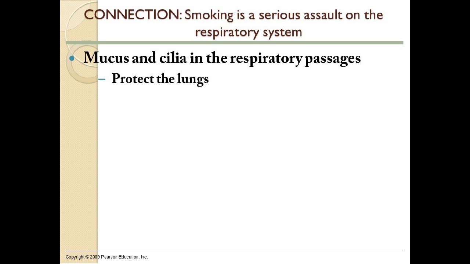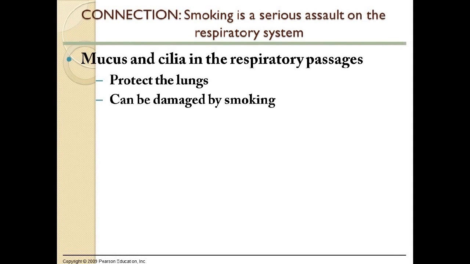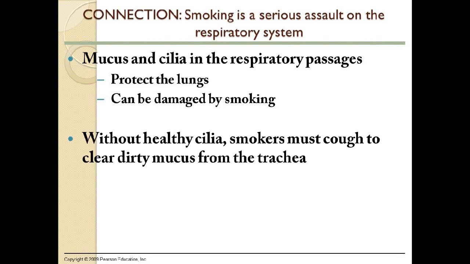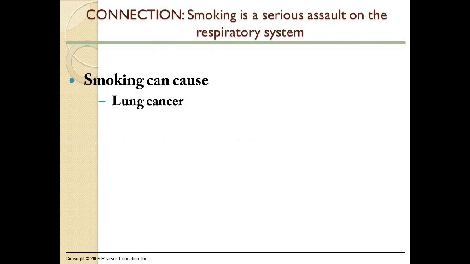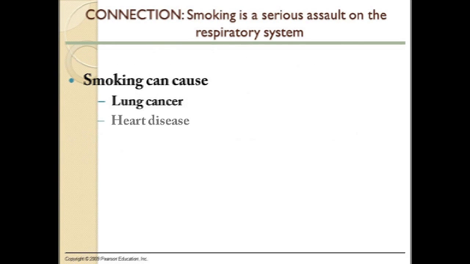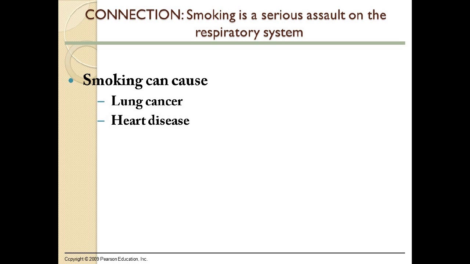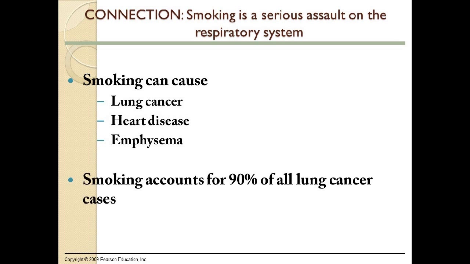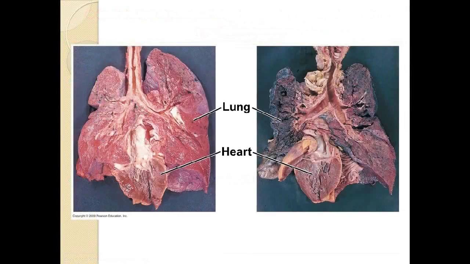Smoking is a serious assault on the respiratory system. Inside the lungs are mucus and cilia. These two help clean and filter the air we inhale. Tobacco from smoking irritates these cells, blocking and eventually destroying them. As smokers cough, it is actually the attempt of the respiratory system to clear the particles blocking the cilia. Smoking can cause lung cancer, heart disease, and emphysema. And because smoking kills the cilia cells found in the lungs, it accounts for 90% of all lung cancer cases.